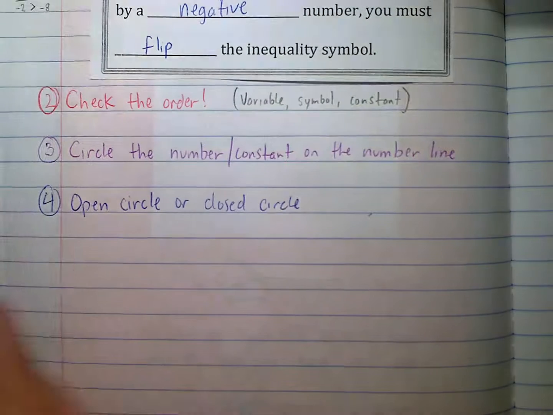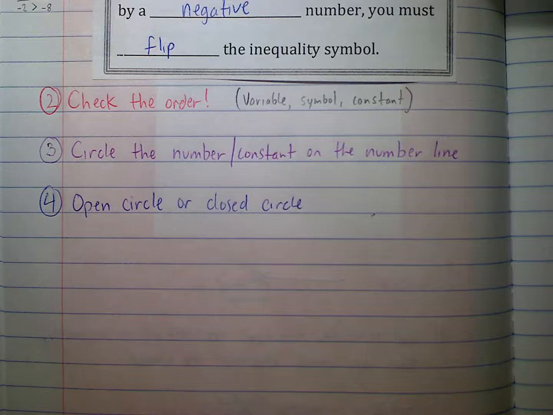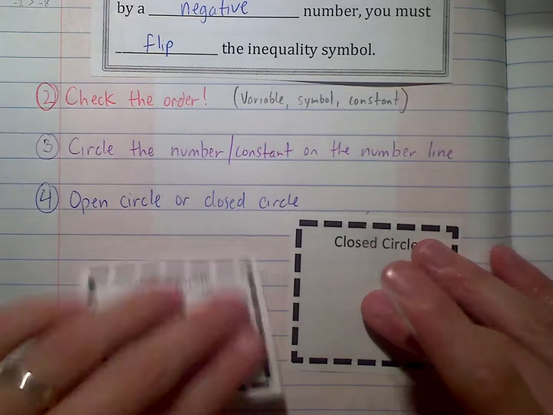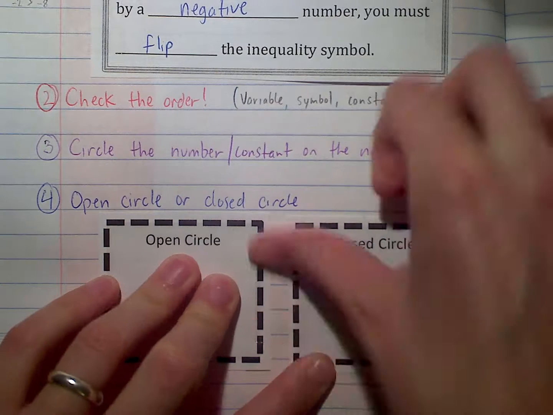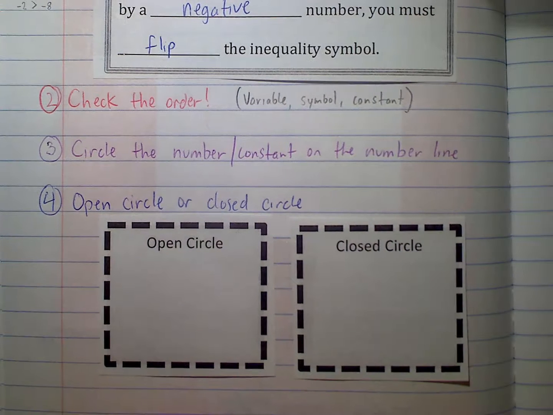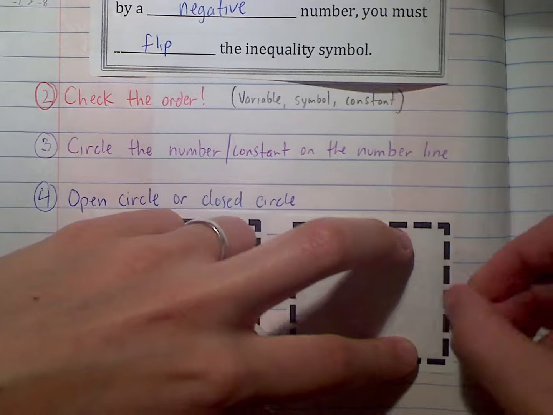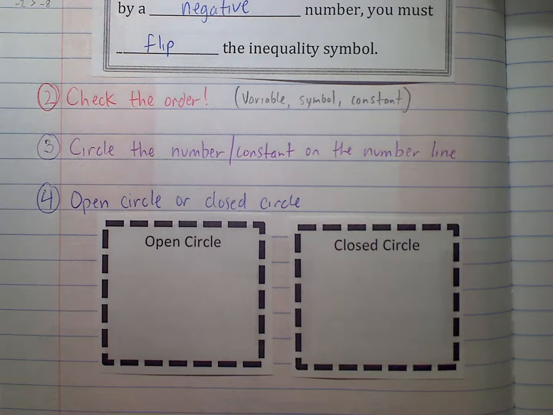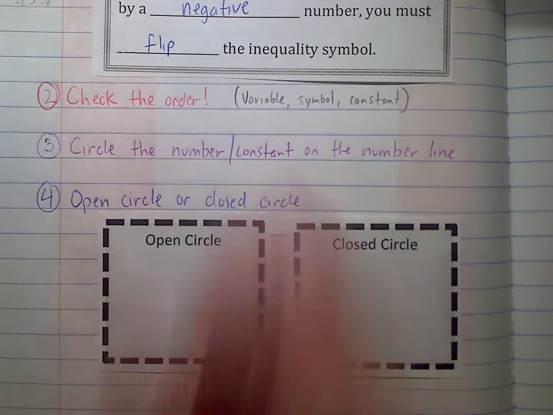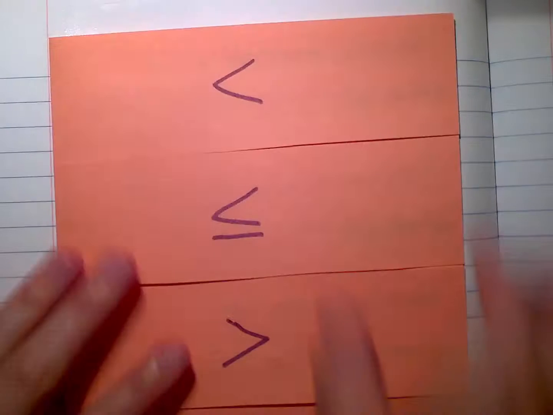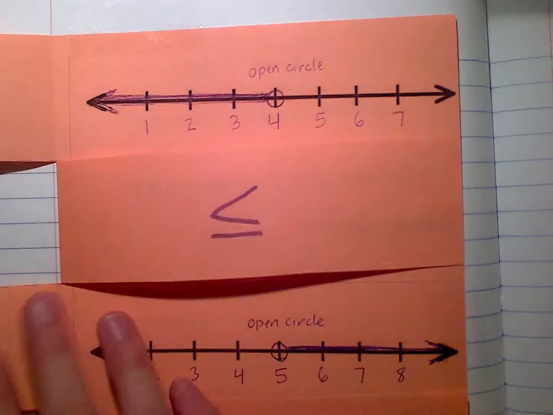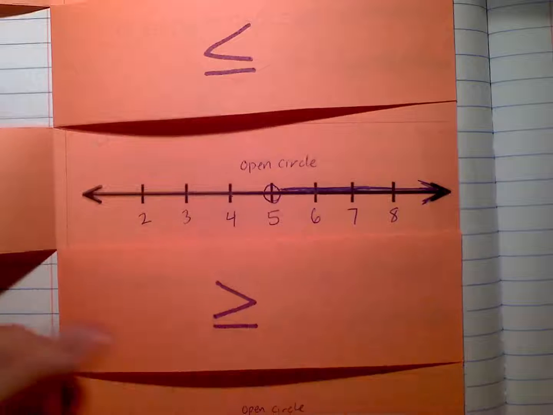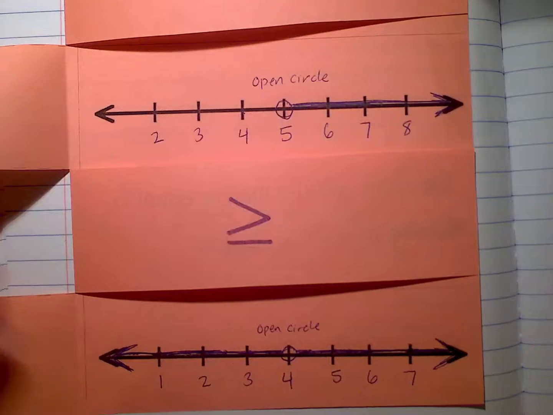And let's talk about how you would decide, right? And we're going to put this right here. Just use one piece of tape in the middle here. Whether it's open or closed depends on the symbols. So you can look back even at your foldable. Let's see which symbols have an open circle. The less than sign has an open circle, the greater than sign has an open circle, and the not equal to sign has an open circle.